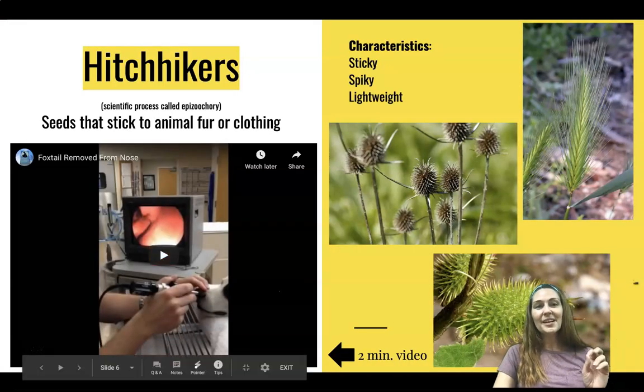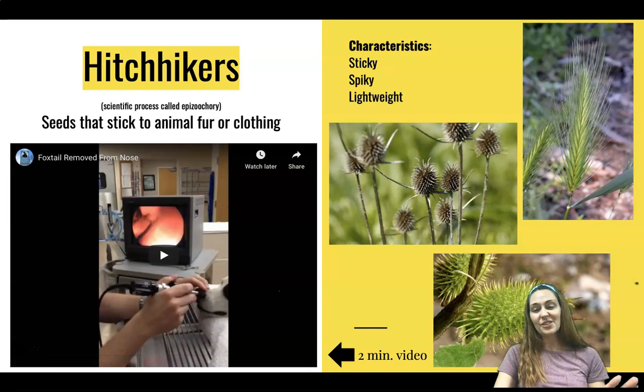All right, so these are hitchhikers. These are seeds that stick to animal fur or clothing. Their characteristics are that they're usually sticky, spiky, and very lightweight. We are going to look at this video, and it is a foxtail, which is shown in the top right corner, that plant right there. And it did get stuck in an animal's nose when the animal was sniffing it.